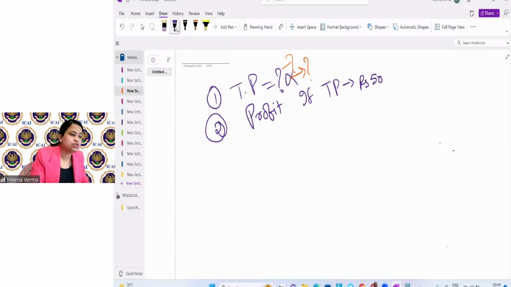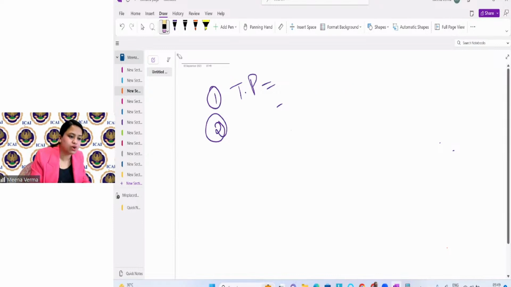Now let's talk about if they're asking you to find the transfer price, how we need to solve such questions, how we can solve it. So in this case, what will happen? You will consider the different divisions.